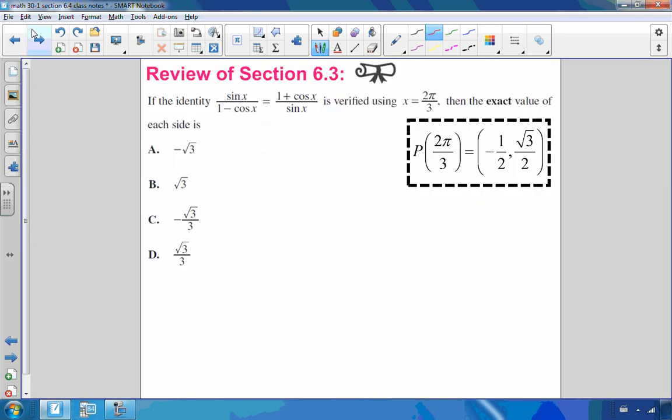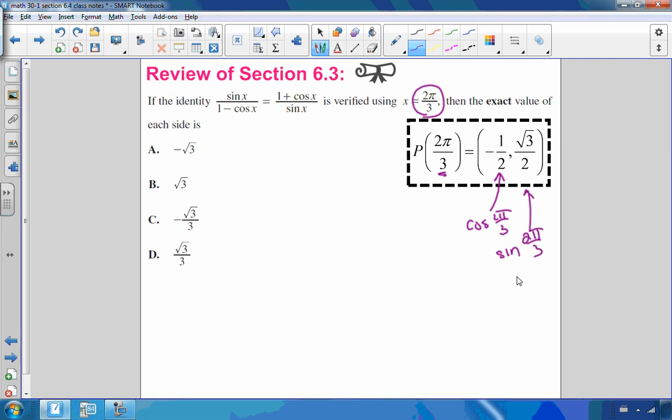Okay, in the next one, we want to verify the identity for 2 pi over 3, and by doing so, what is the exact value of each side? So I know both sides are equal. You could technically find just one of the sides. I'm going to find both just to make sure I'm correct. So since it's for 2 pi over 3, I go on my unit circle and I look at the coordinate for 2 pi over 3. So the x coordinate will be cosine, and the y coordinate will be sine, alphabetical order.